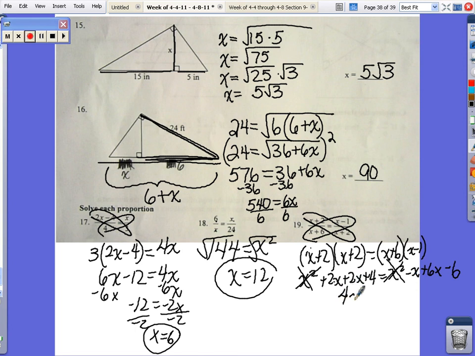Now I have to combine like terms. 2x plus 2x is 4x. Negative x plus 6x is 5x. And now I can subtract 4, and I'll get 4x equals 5x minus 10. Subtract 5x. Negative x equals negative 10. So therefore, if I divide both sides by negative 1, I'll get that x is just 10.